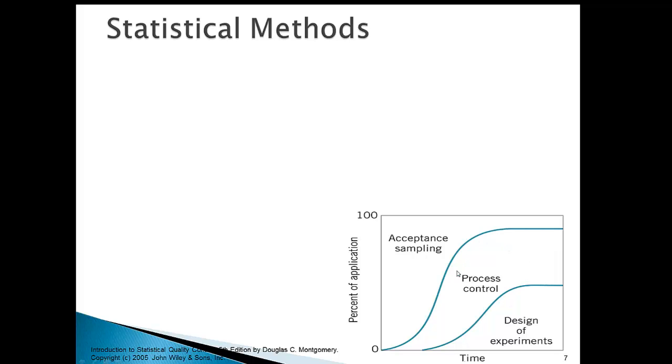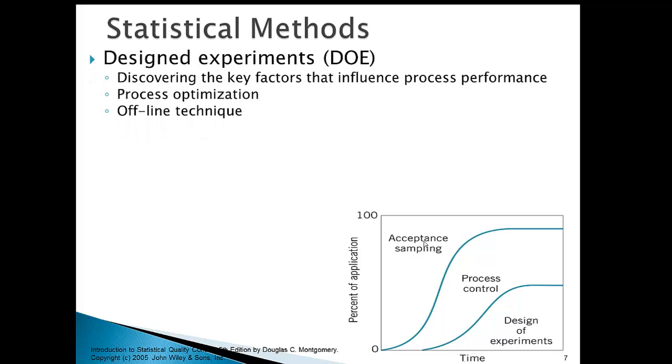Then process control, which is where we're going to spend a lot of time this quarter, is not quite as time consuming and can be applied to more processes than design of experiments. And then finally acceptance sampling. So design of experiments, you can see the terminology there. What I really want to emphasize is it's an offline technique.